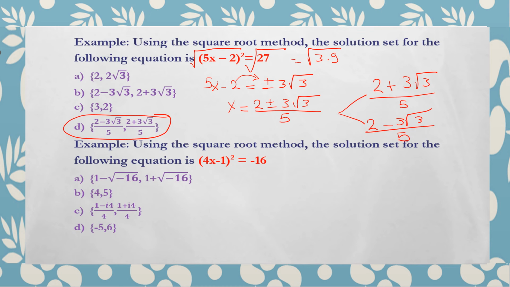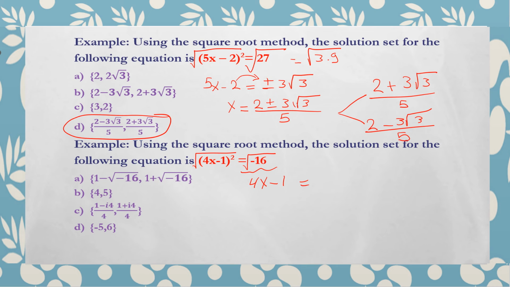Another example, using the square root method, find the solution set for this equation. Again, taking the square root for both sides, we get 4x minus 1 equals the square root of negative 16. You should note that there is a negative under the square root. There is no square root for any negative number, and we can handle these roots by using imaginary numbers.